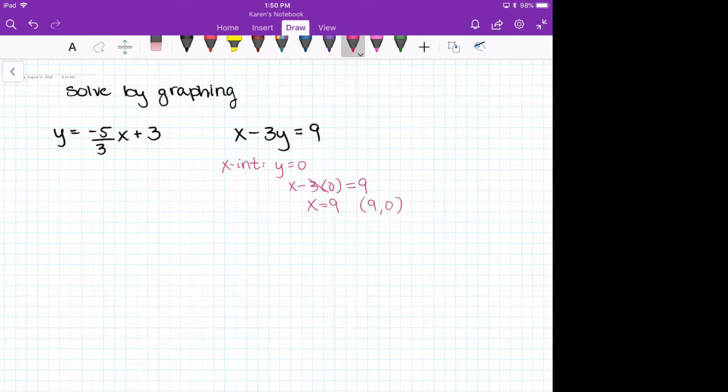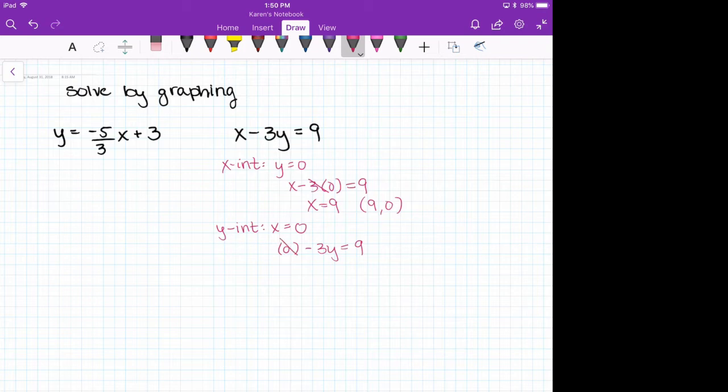We let y be equal to 0. We found that x was equal to 9. So that's our x-intercept. We'll find our y-intercept in a similar way. Here we know x is equal to 0 if we're finding a y-intercept. So let's let x be equal to 0.